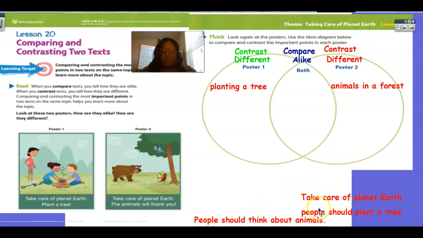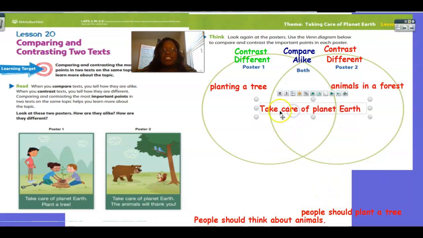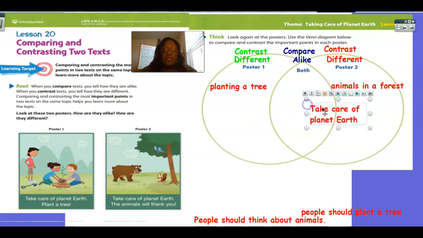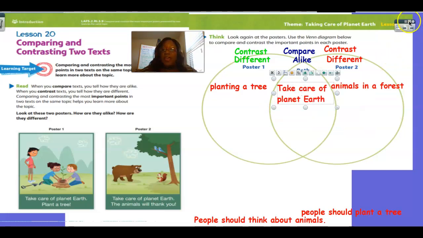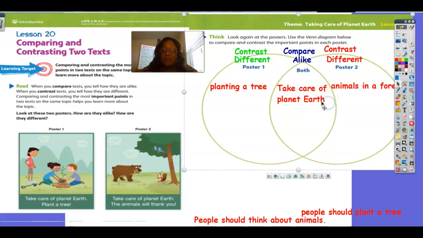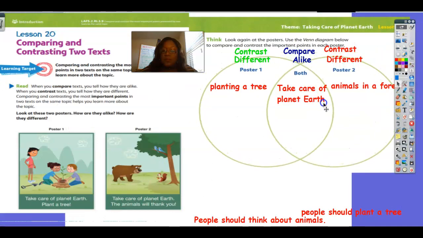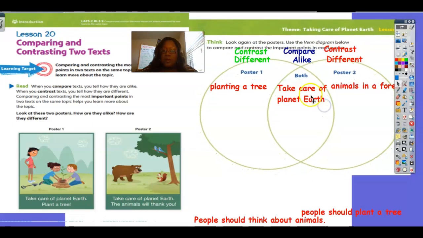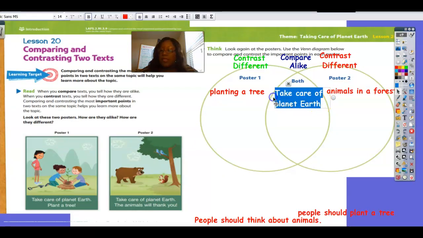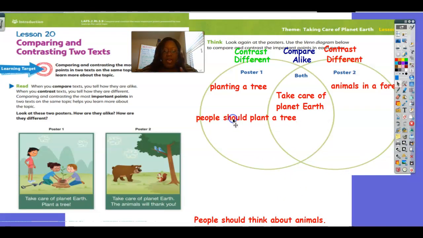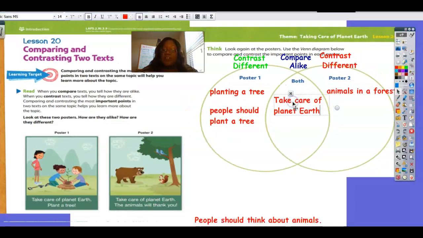Take care of planet Earth. That is something, however, that is expressed in both posters. Take care of planet Earth. So I'm going to put that there, and I think I'm going to change the color. Here we go. To show that both posters are alike in that they're showing how to take care of planet Earth. People should plant a tree. I think that will be relative to poster 1 because there we see people are actually planting a tree. See if I can get these colors to change.